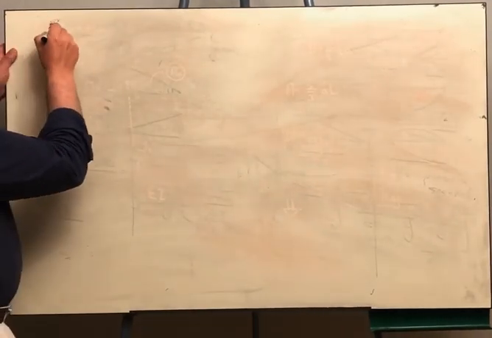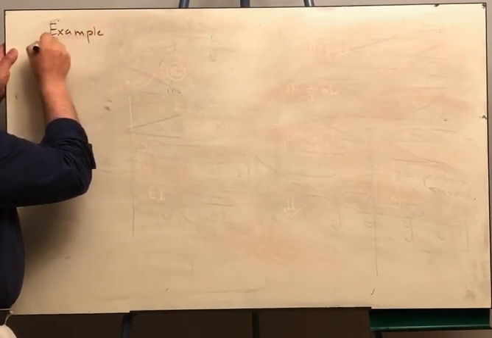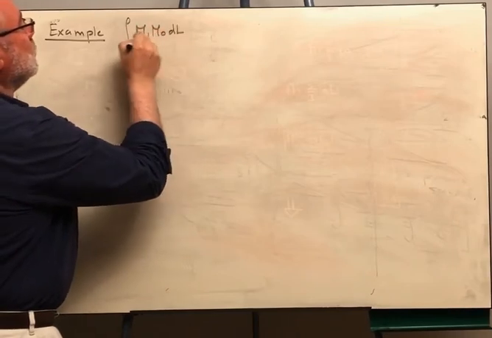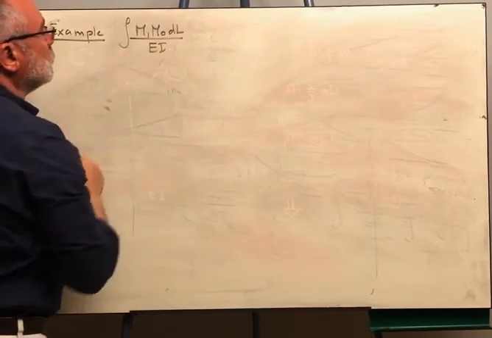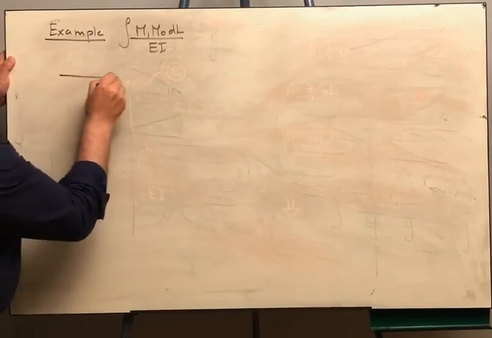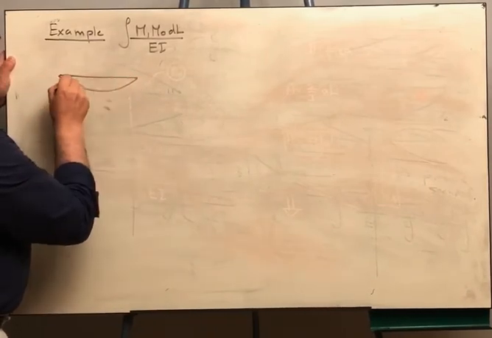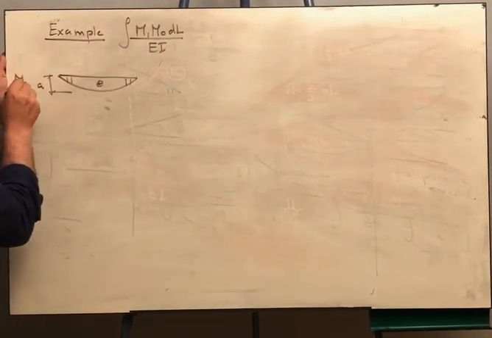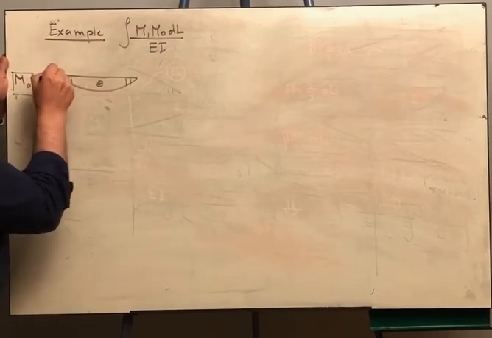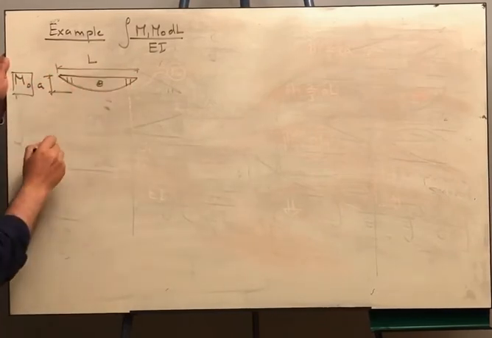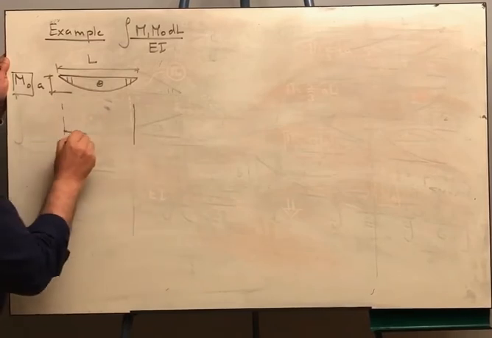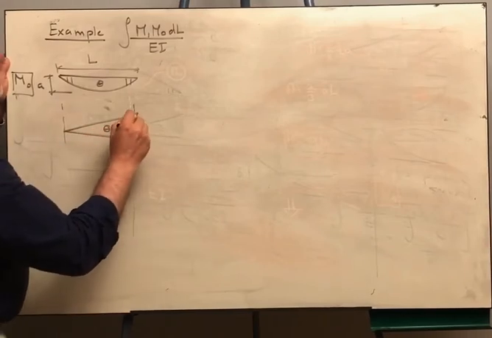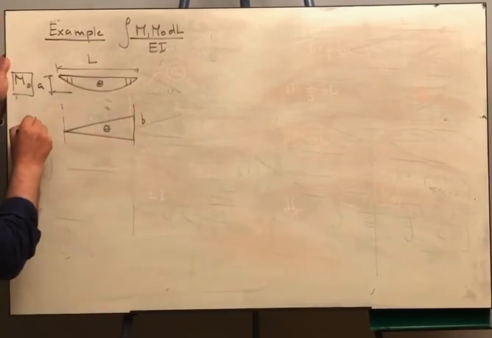Now let us have applications for this. Let us have an example. It is required to find the integral M1 M naught dl over EI for the shown cases. This is a diagram, a positive diagram. Its magnitude is A. This is M naught. And the length here is L. And the corresponding diagram is negative, and this is B, and this is M1.